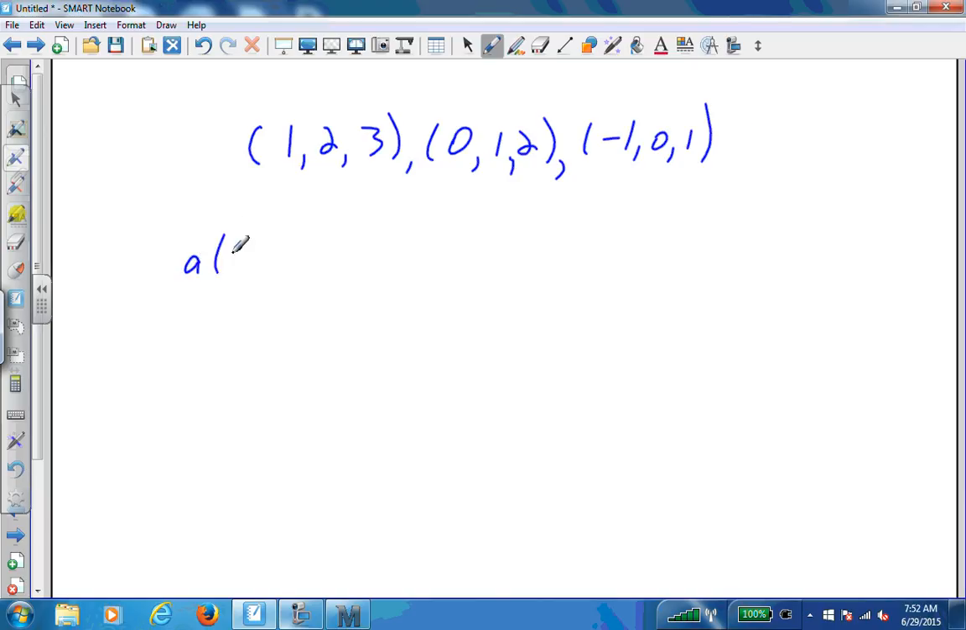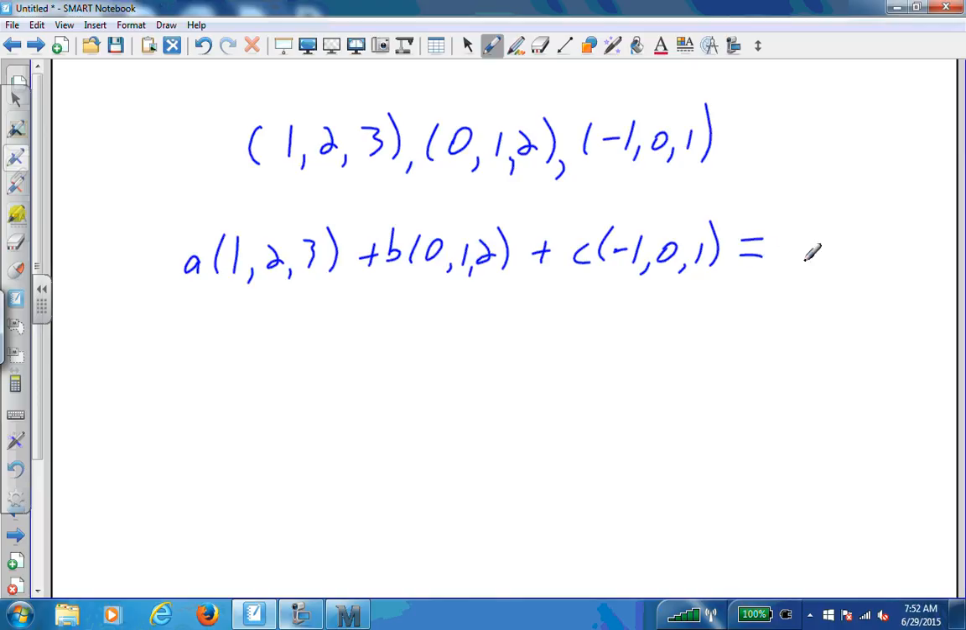So if I do A times the first one plus B times the second one plus C times the third one, if that spans R3, that should give us any possible three-dimensional vector. This time I'm just going to use X, Y, and Z.